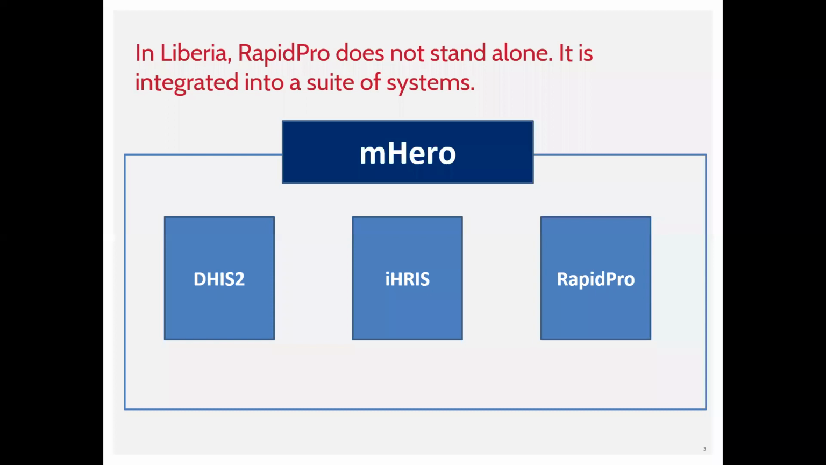So we have DHIS2, which is a routine health information system, district level. We have IRIS, an HR system, already deployed at the Ministry of Health in Liberia. And then we have Rapid Pro, which was already kind of discussed with Fatou and had previously been used by UNICEF to power a U-report in Liberia. So mHero took these existing systems and tied them together. We just needed to add some shortcodes and a number of other pieces, of course. Next, please.